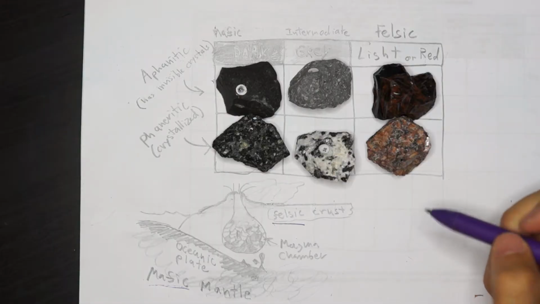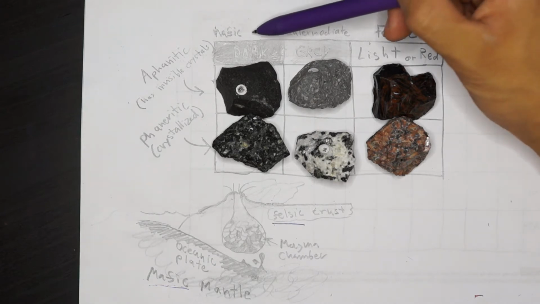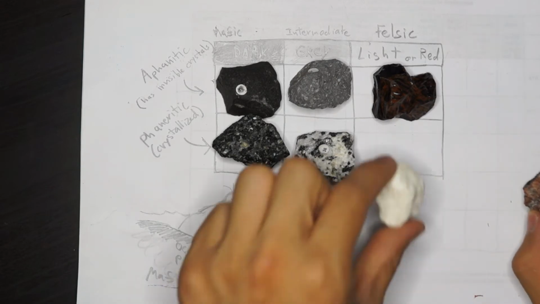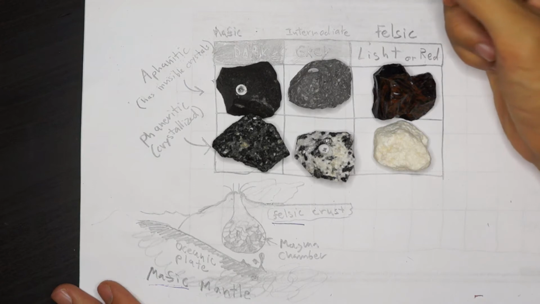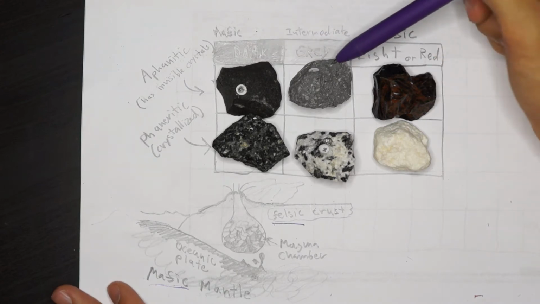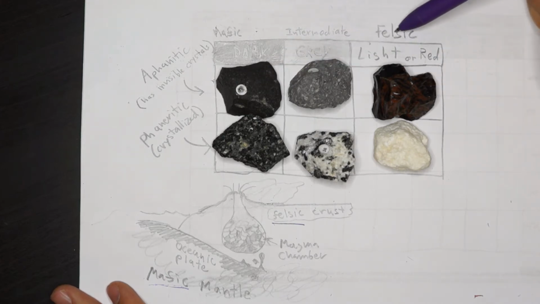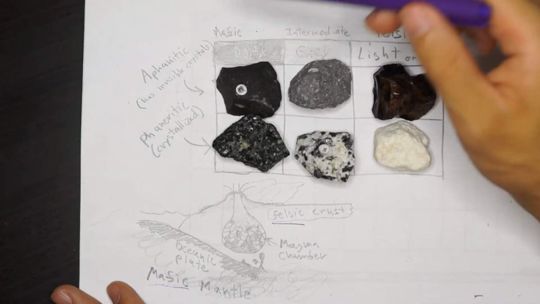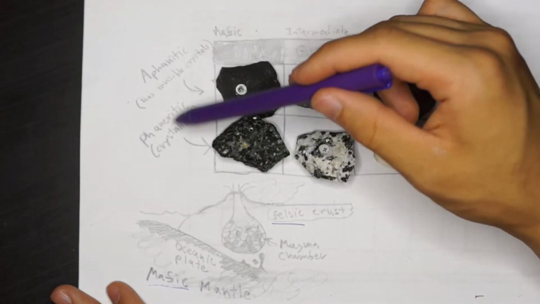When you're identifying these rocks, they can be either mafic or felsic or somewhere in between. Our mafic rocks are always going to be dark rocks, and our felsic rocks are always going to be light colored, like white or red. So it could look like this or it could look like that. So here we have some examples of dark, gray or intermediate, and then felsic, light or red. And then on the left, we have these two different categories we talked about earlier, aphanitic or phaneritic.